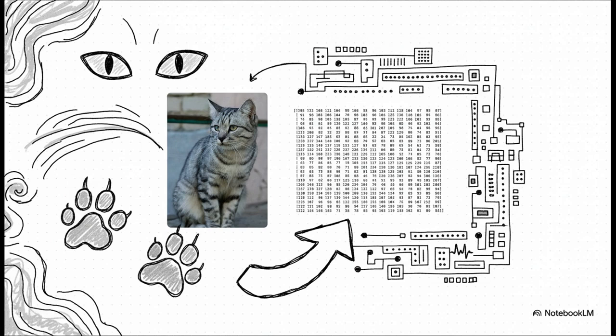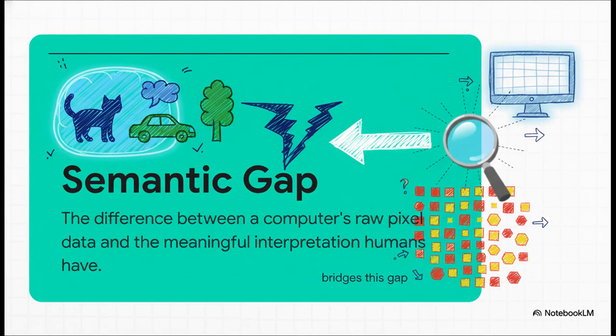But the computer, it sees what's on the right, a giant grid of numbers. Each number just represents the color and brightness of one tiny dot, one pixel. To the machine, there's no cat in there, it's just raw data. And that chasm, that massive difference between our rich, meaningful understanding and the computer's raw, boring numbers, that is the semantic gap. The entire goal of computer vision, really, is to find a way to bridge that gap.